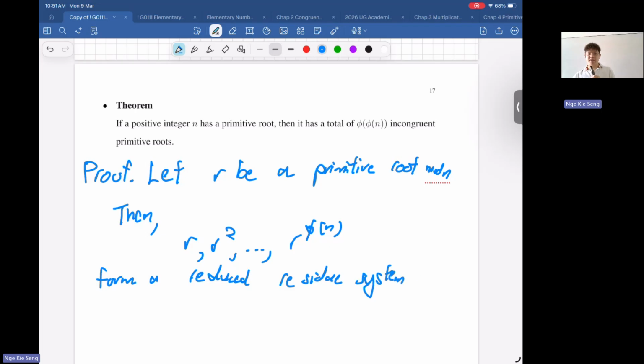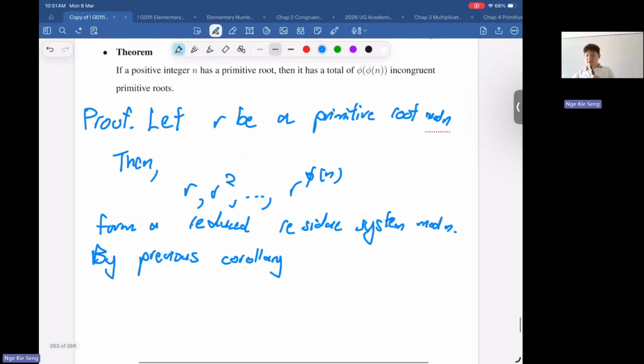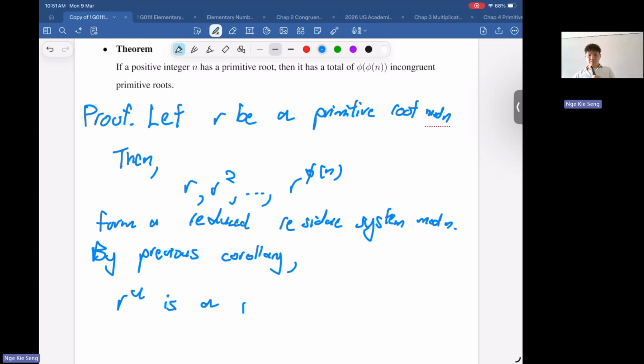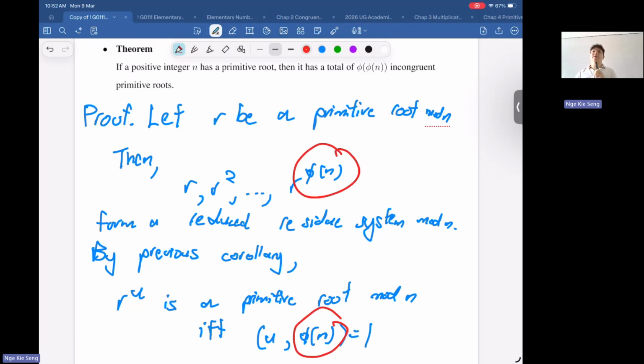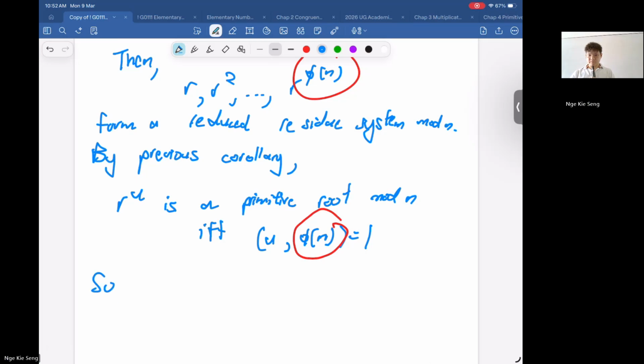So you only have phi(n) candidates to choose for your primitive root, but which of them are primitive roots? You want r^u to be a primitive root mod n if and only if the power u and phi(n) are relatively prime. So there are two times here: one time, two times. So they are exactly phi(phi(n)) primitive roots.